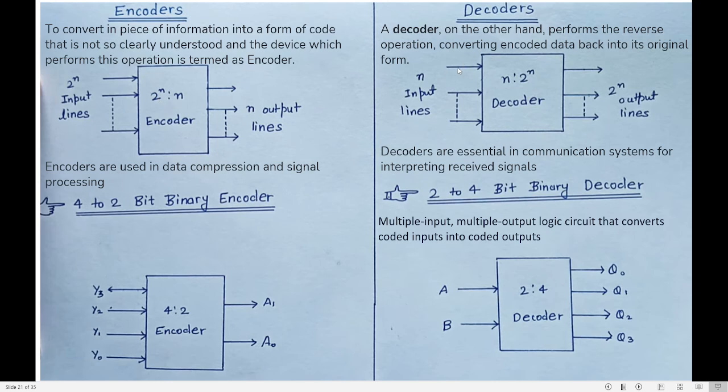So the input is n, the output is 2 power n. That is why we call it an n to 2 power n decoder. What is n? Input. What is 2 power n? Output. If I have two inputs, n is 2. What is 2 to the power of n? 2 power 2 is 4. There would be 4 outputs. So a decoder is a circuit which converts n inputs to 2 power n outputs. I can also call this a multiple input, multiple output logic circuit which converts coded input to coded outputs.